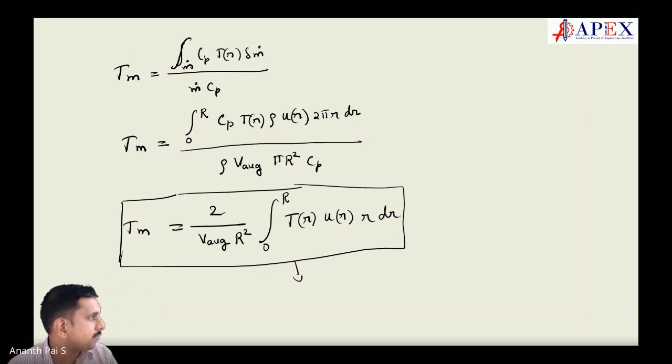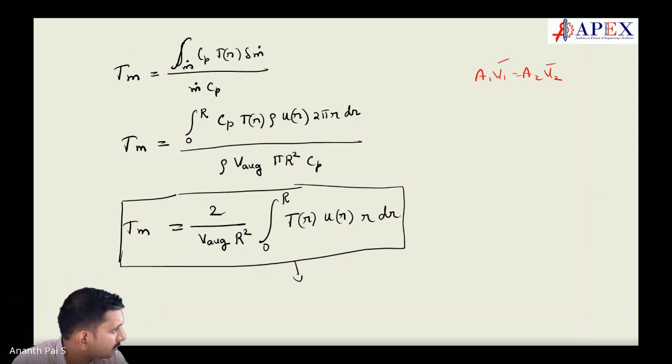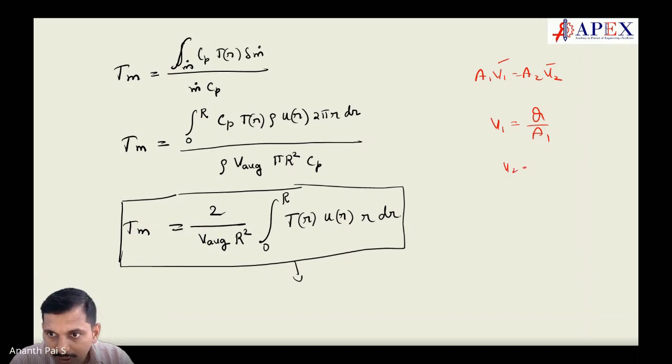In the continuity equation, what do you say in a pipe? You say A1 V1 is equal to A2 V2. What is this V1 and V2? At which location is it? It is the average. So V1 is actually Q by A1, is it not? And V2 is equal to Q by A2. Make sense?